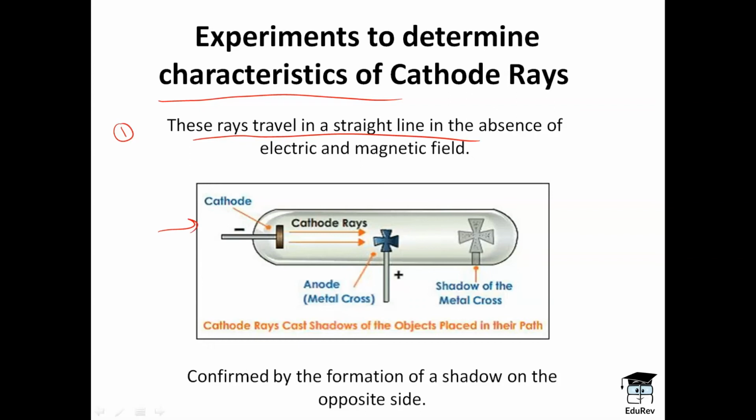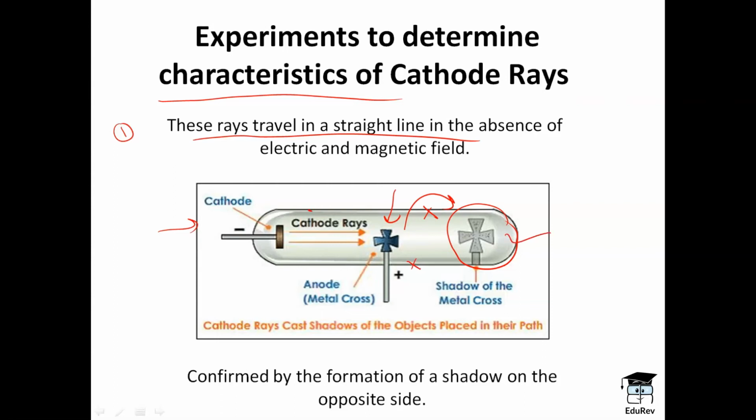Here's the discharge tube, and in between it a metal cross was placed. When cathode rays were passed through the discharge tube, we saw that a shadow of the metal cross was formed just behind this metal cross. The shadow was formed just behind. It wasn't formed anywhere else, but just behind.